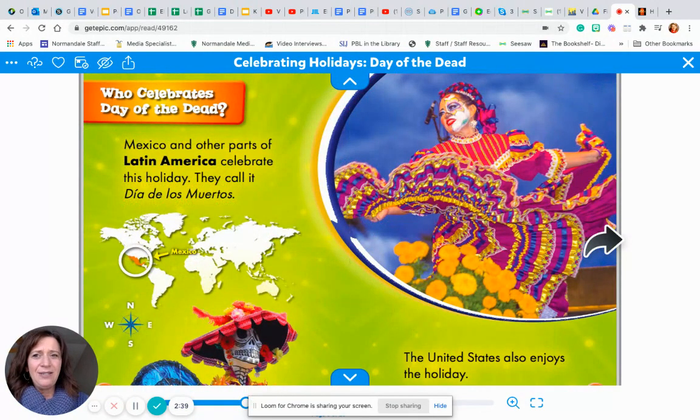Who celebrates Day of the Dead? Mexico and other parts of Latin America celebrate this holiday. They call it Dia de los Muertos. The United States also enjoys this holiday.